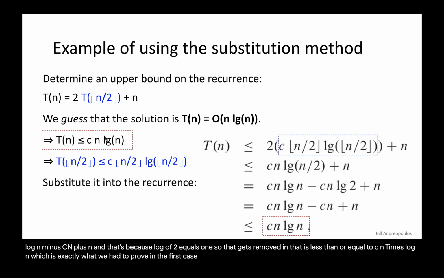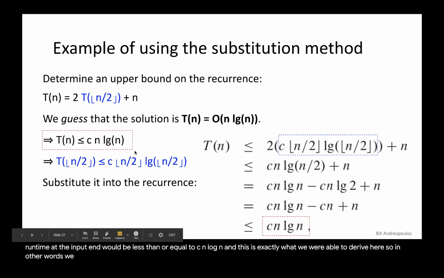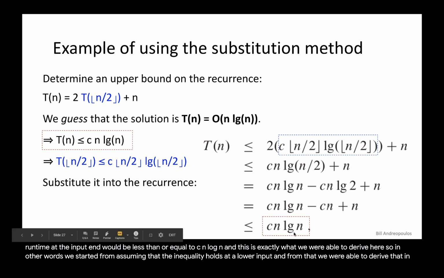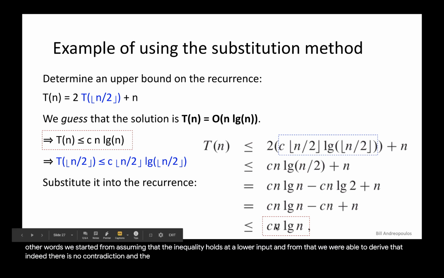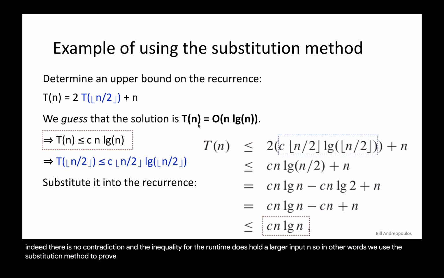So our goal was to prove that according to our assumption, the runtime at input n would be less than or equal to c n log n, and this is exactly what we were able to derive here. In other words, we started from assuming that the inequality holds at a lower input, and from that we were able to derive that there is no contradiction and the inequality for the runtime does hold at a larger input n. So we used the substitution method to prove that the runtime at n equals O(n log n).